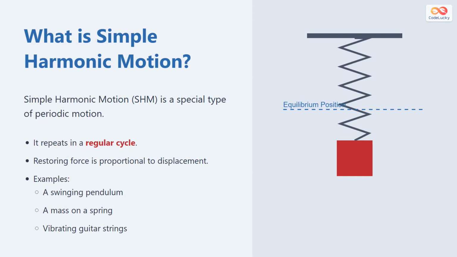First, let's define simple harmonic motion. This is a specific type of periodic motion where an object repeats its path in a regular cycle. The key characteristic is that there is a restoring force pulling it back to the center. Think of a mass bouncing on a spring or a guitar string vibrating after you pluck it.